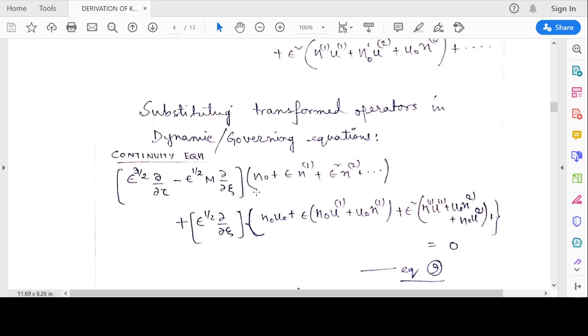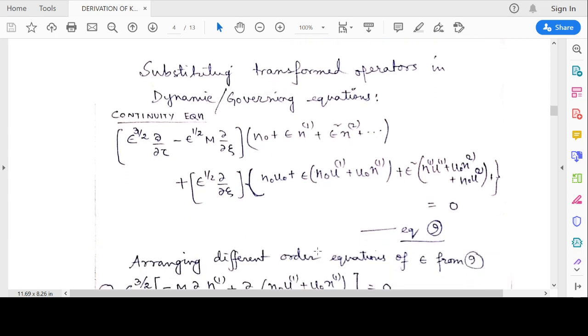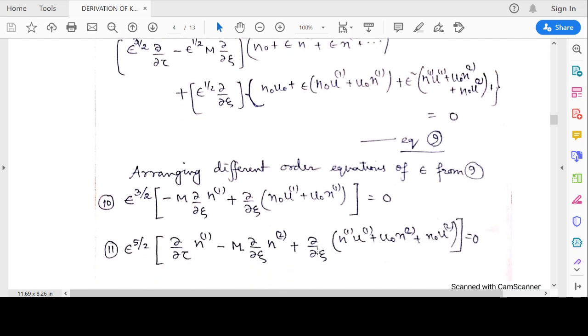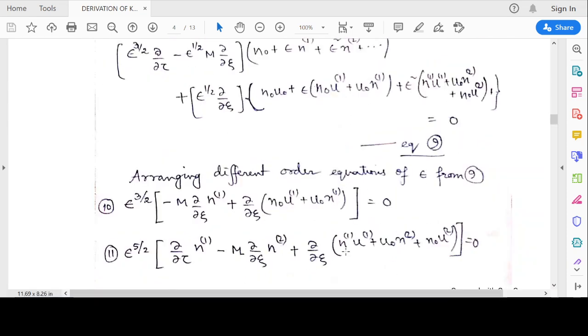So the non-zero term, for the first time, comes with n1, the first order perturbations. So epsilon to the power 3 by 2, m del del xi n1. Similarly, now let's take the different order equations of epsilon. The epsilon to the power 3 by 2 order of the equation is given by m del del xi n1 plus del del xi. You see, from here only the first order terms will come. These two terms will come.